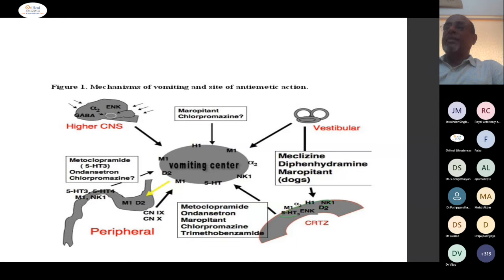For example, for the CRTZ, metoclopramide, ondansetron, meropenem is very good. For vestibular, meclizine and diphenhydramine is very good. And for peripheral receptors like in the stomach and intestines, you can go for metoclopramide, ondansetron, or prochlorperazine. So depending upon which center is responsible for vomiting, you choose an antiemetic of choice.